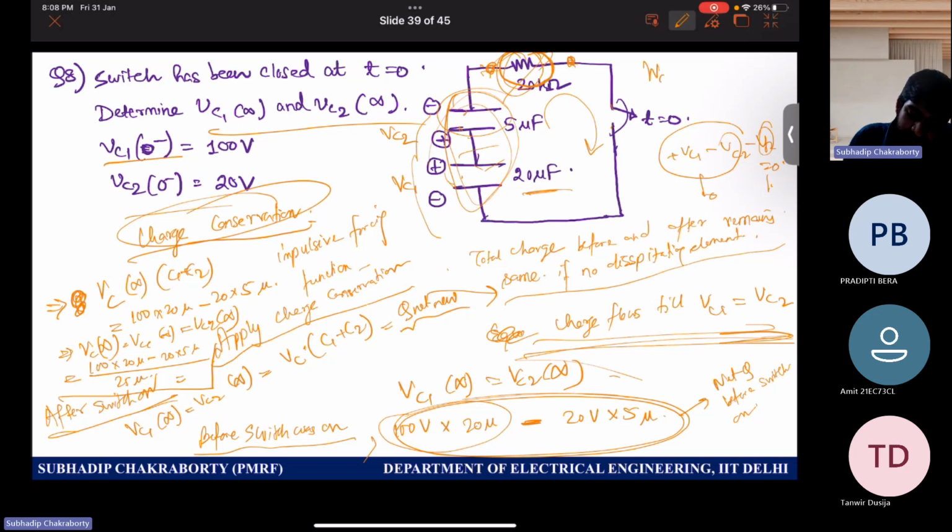So you can write like this: WC1 0 minus plus WC2 0 minus equal to WC2 infinity plus WC1 infinity plus WR. W means energy. The energy stored in the system before the switch was on should be equal to the energy stored in the system plus the energy dissipated by the system. Some part of the energy is dissipated. But the total charge that was stored has gone nowhere, right? It is split only.